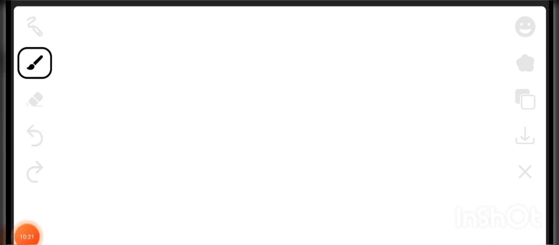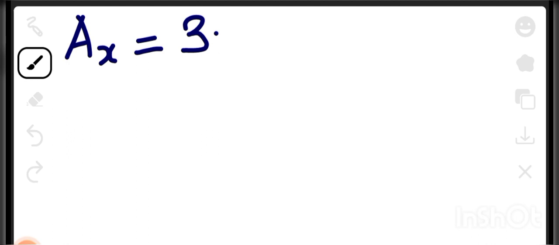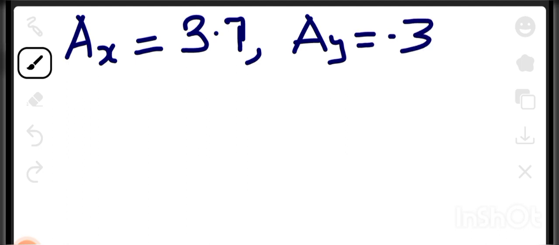Now let's look at this question. Given that vector AX is equal to 3.7 and vector AY is equal to minus 3.1, find the magnitude of A and the angle between vector A and the positive S-axis. So let's do this now.